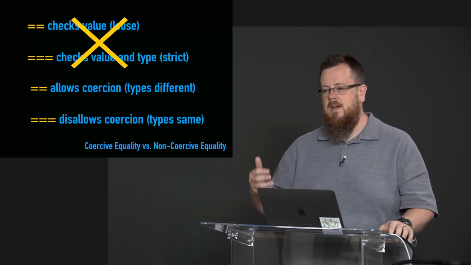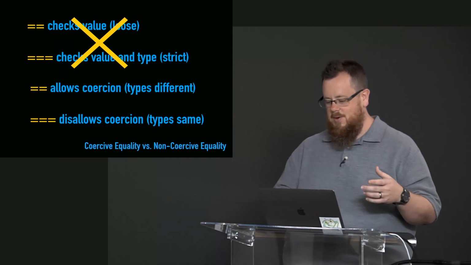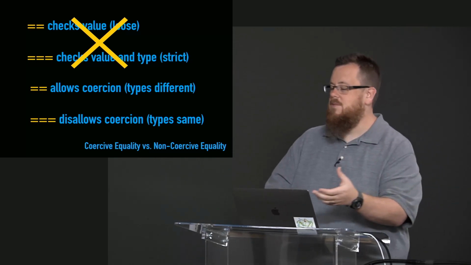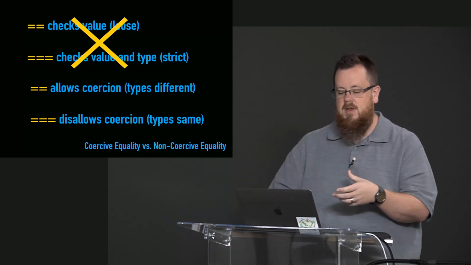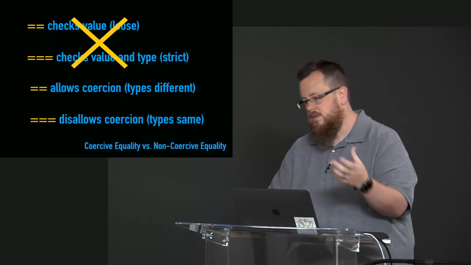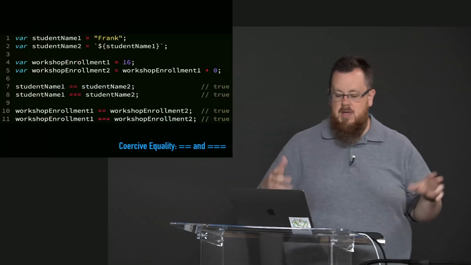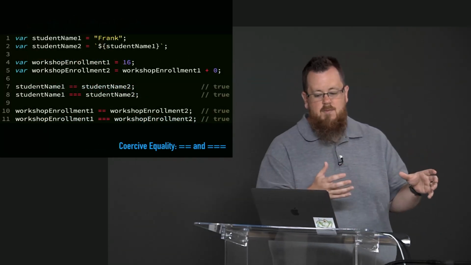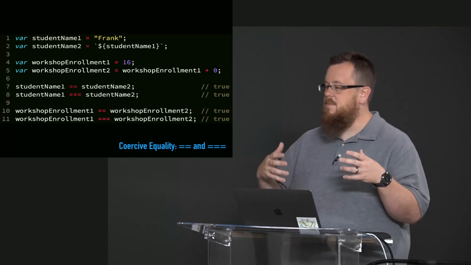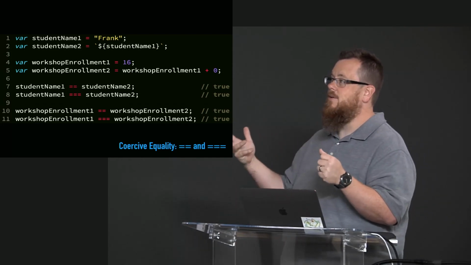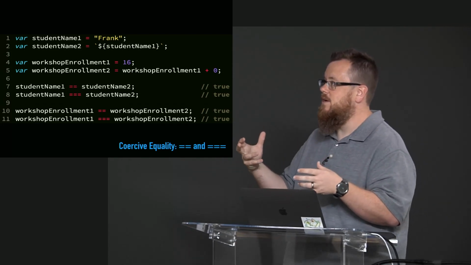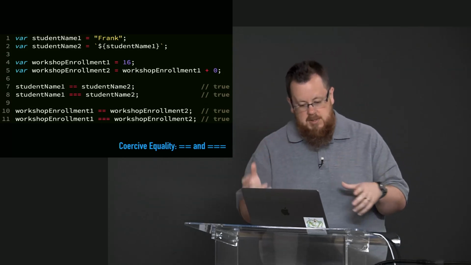We don't want to not know what our types are. We want to know what the types are. And if we know what the types are, then we can choose specifically whether we want coercion, whether it's helpful or not. So let me give you a couple examples. If I have student name 1 is Frank, and then I make student name 2, that's another string that has student name 1 in it. So I just went from a string to a string.